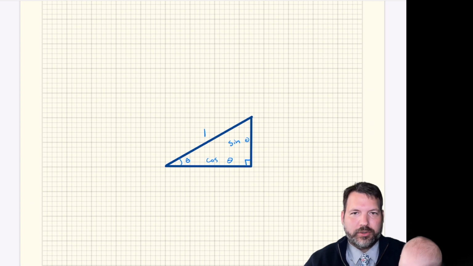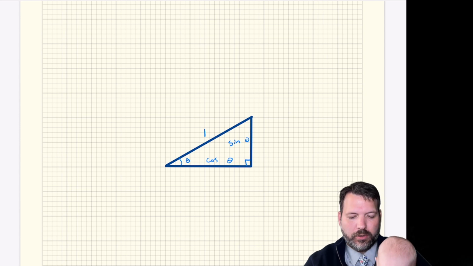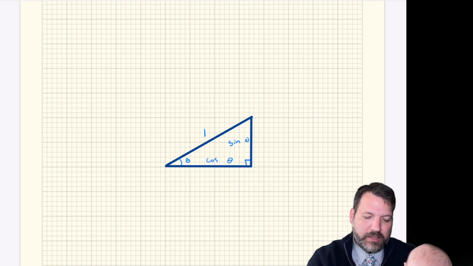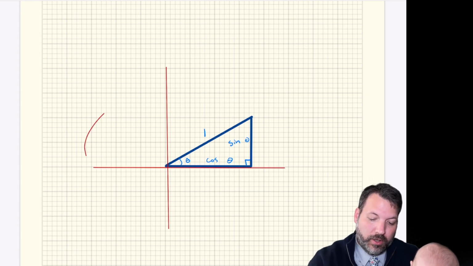Again, trigonometry, right? We're studying triangles. And if you've already done some work with the unit circle, you know that although we can generate these relationships from any right triangle, it's actually best if we generate them from a special right triangle in the coordinate plane using what we call the unit circle.